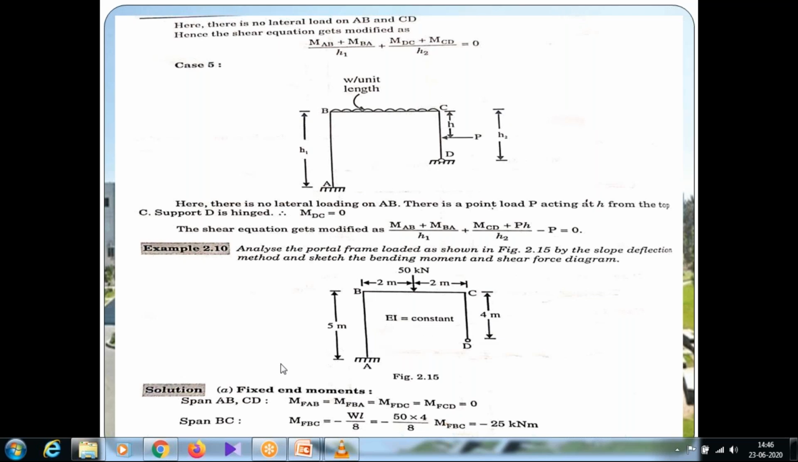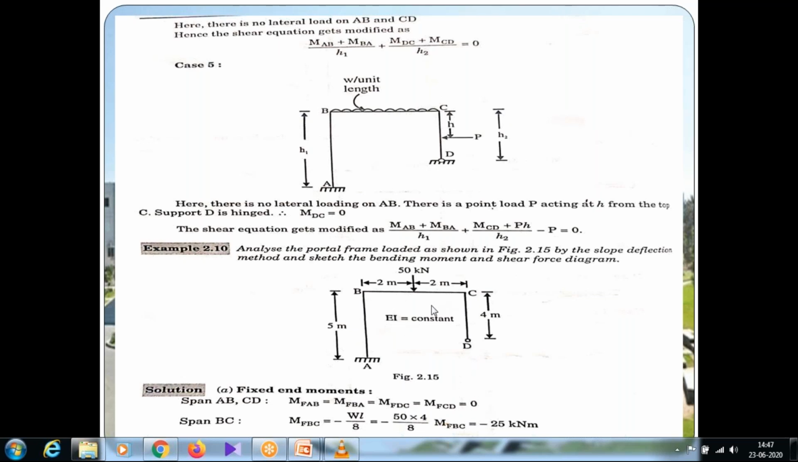So the first step is calculation of fixed end moments. Each span has two fixed end moments. Span AB means MFAB, MFBA. So totally three spans, so six fixed end moments will come. The fixed end moment formula depends upon the loading conditions only. In span AB we don't have any loads, so automatically the fixed end moment value will be 0. In span AB and in span CD we don't have any loads, so fixed end moment values are 0. So M of AB equal to M of BA equal to M of DC equal to M of CD equal to 0. All those four moments are 0 in span AB and in span CD.